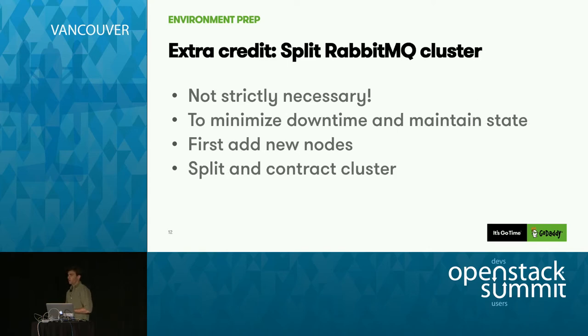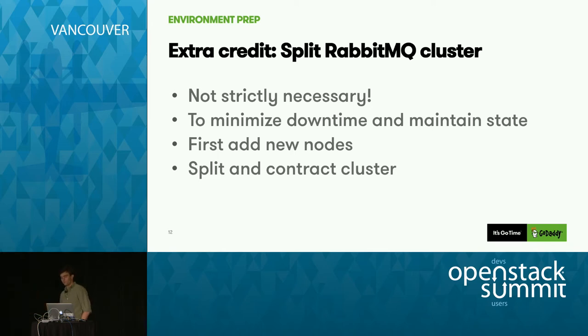I put extra credit on here because splitting the RabbitMQ cluster isn't a strict requirement to get cells to work. There's no reason you couldn't just run the API cell as well as the first compute cell against the same Rabbit cluster with virtual hosts or whatever. But again, we wanted to do that clean split so that we can keep that traffic localized out to the compute cell.